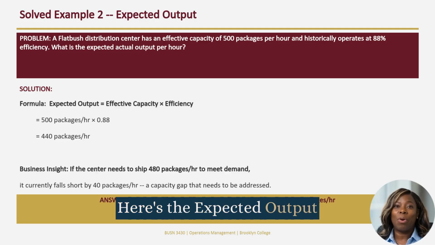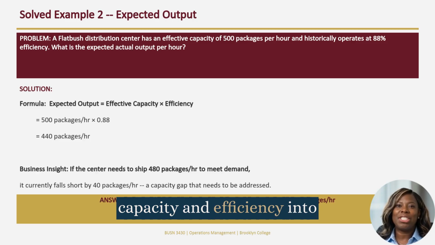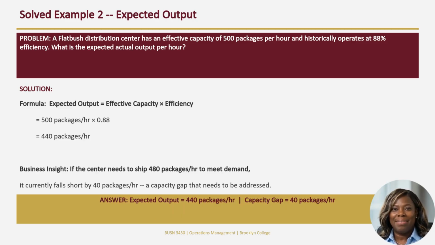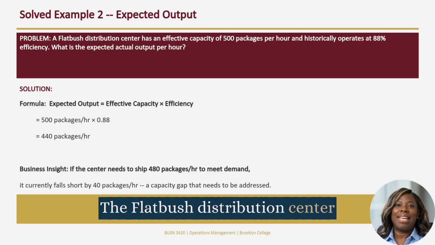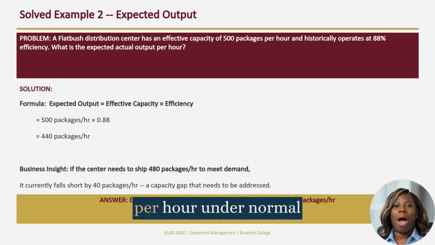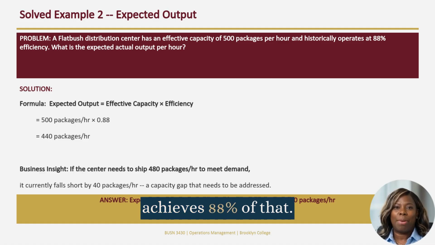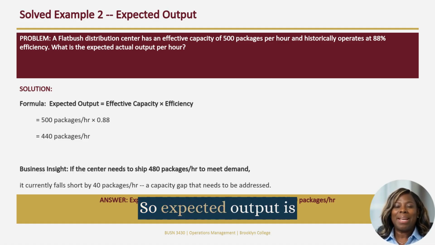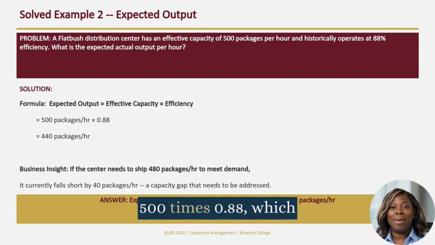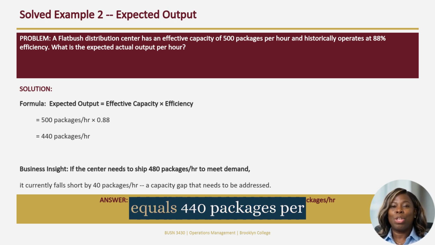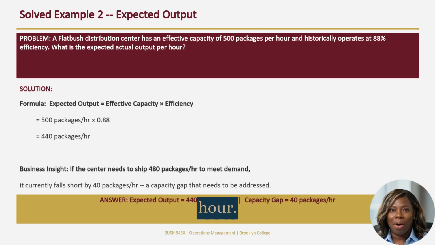Here's the expected output formula. It bridges effective capacity and efficiency into a realistic forecast. The Flatbush Distribution Center can handle 500 packages per hour under normal conditions, but historically only achieves 88% of that. So expected output is 500 times 0.88, which equals 440 packages per hour.